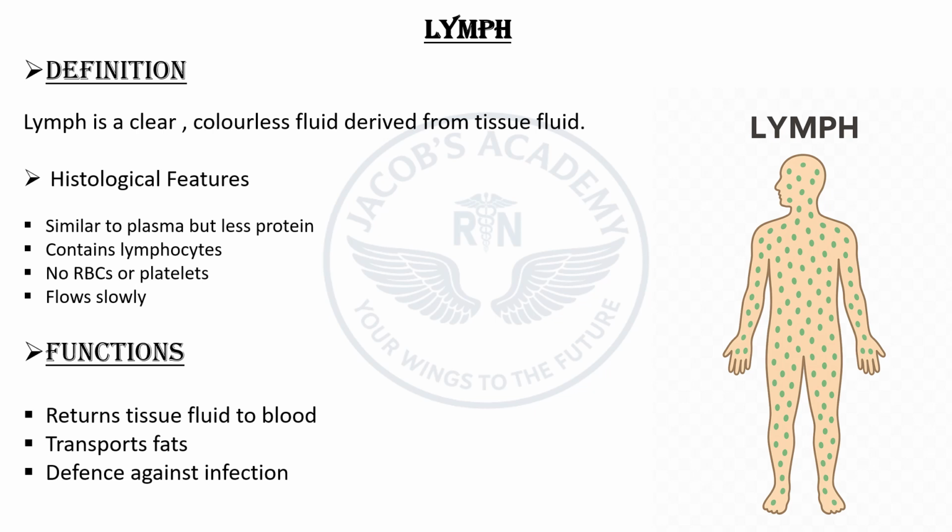The next one is functions of lymph. So first, lymph returns excess tissue fluid back to the blood, helping maintain fluid balance. In simple terms, returns tissue fluid to blood. Next, transport fat, especially from the intestine. Then the third one is defense against infection, which means lymph plays a vital role in defense against infection by carrying immune cells.